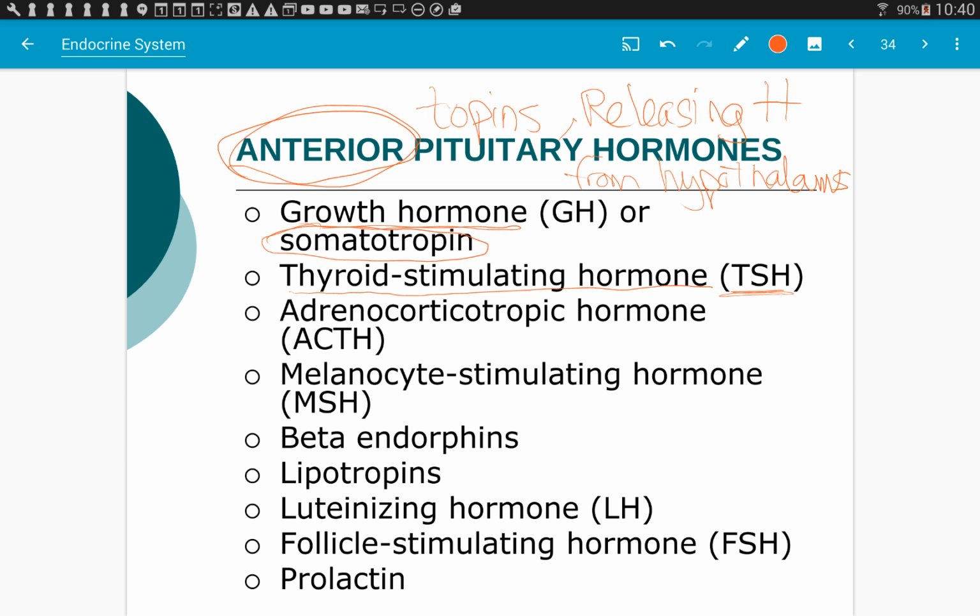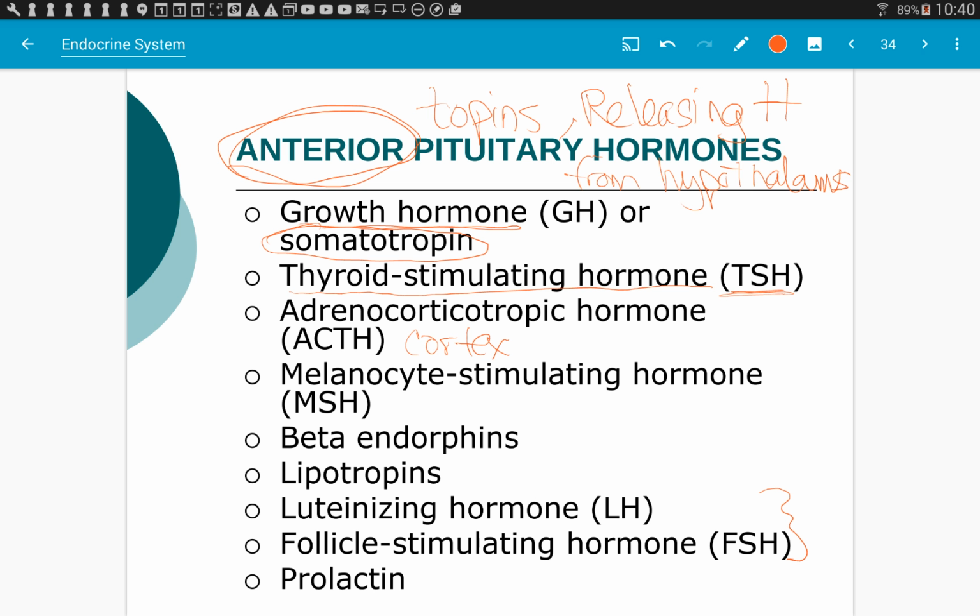So growth hormone has a bunch of different tissues it works on, one being specifically muscle. Thyroid stimulating hormone is going to affect the function of the thyroid gland. Adrenocorticotropic hormone is going to go to the adrenal gland, specifically the cortex of the adrenal gland. Beta endorphins, lipotropins, luteinizing hormone, and follicle stimulating hormone.